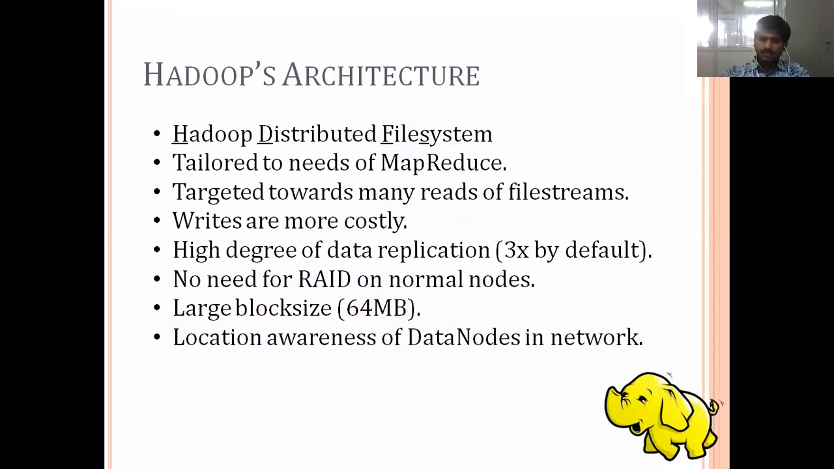So Hadoop architecture, the Hadoop distributed file system. You know what this distributed file system is? DFS we already discussed. Tailored to MapReduce, and targeted towards many reads of file streams. So the main objective of Hadoop is to target many records from the file system.